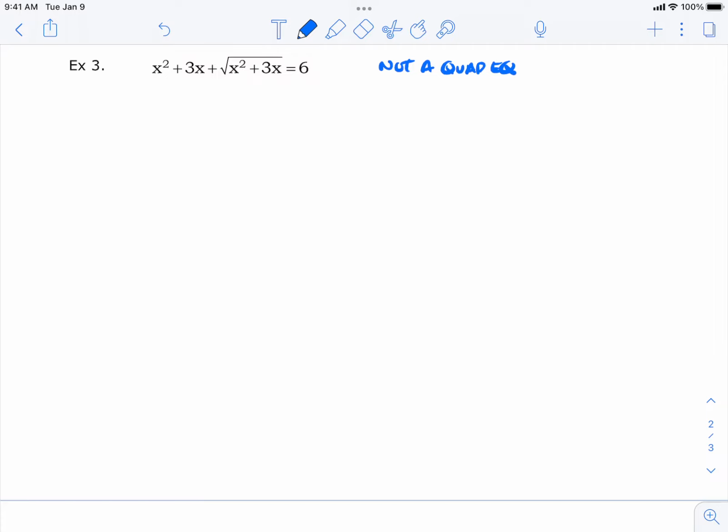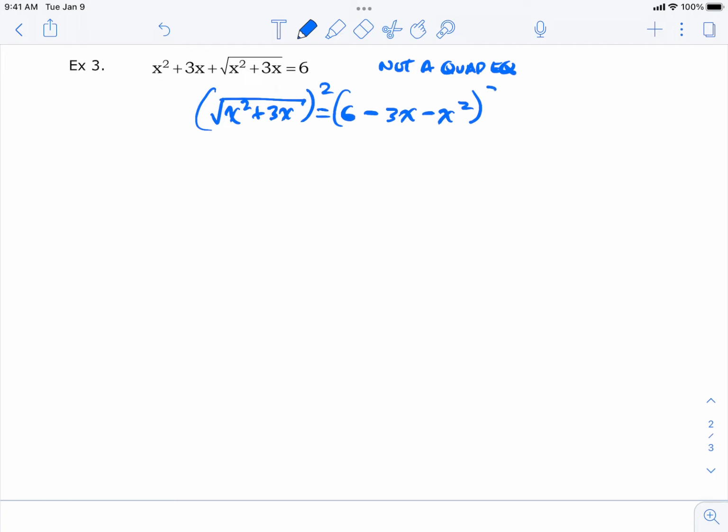And then here's the other thing. Remember the last lesson we were solving radical equations. How did we solve radical equations? We would go like this. We would isolate the radical. So if I take the 6, if I subtract 3x on both sides, and I subtract x squared on both sides, right? And then we would square both sides.